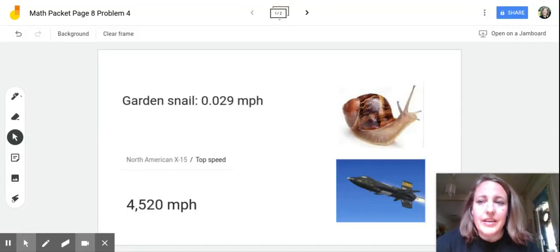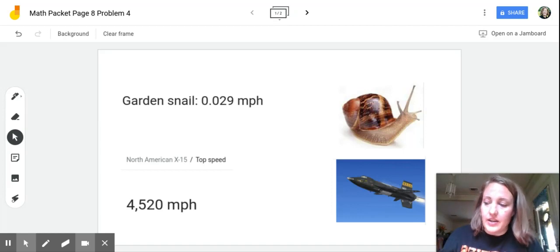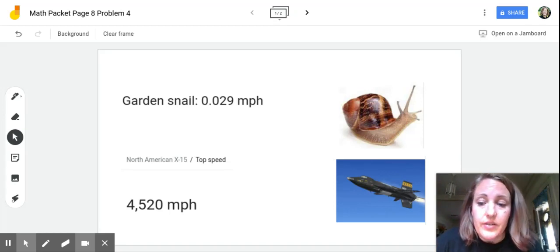I am in your math packet on page 8, problem 4. And these problems that are coming up on page 8 here and then all the way through page 9, you're probably going to need a little bit of help, unless you have internet access and you can search out these different statistics. So it's a snail and a North American X-15, which is a fighter jet. So I've got a picture of a nice little snail here.